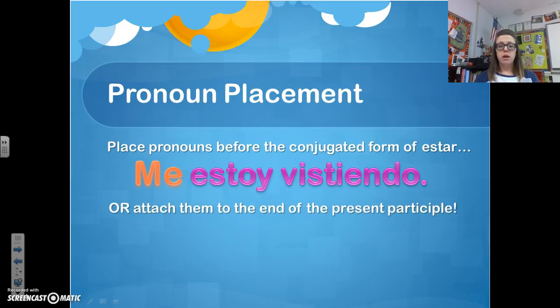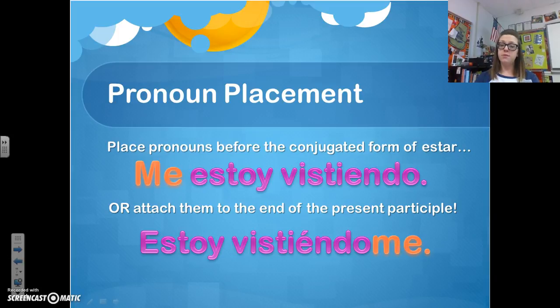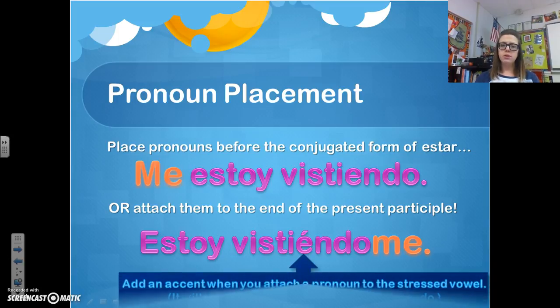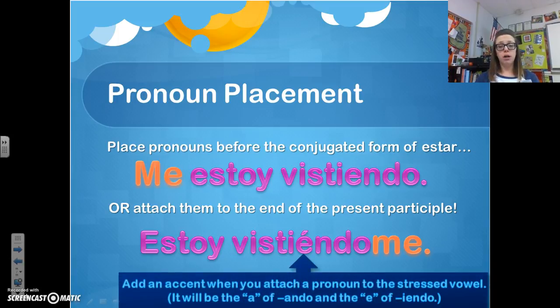Okay? Or you can attach them to the end of the present participle. So instead of putting the me in front of estoy, I can put the me at the end of vistiendo. Okay, so this becomes estoy vistiéndome, right? Notice that you're going to add an accent mark whenever you attach the pronoun to a stressed vowel. It will be the A of ando and the E of yendo.